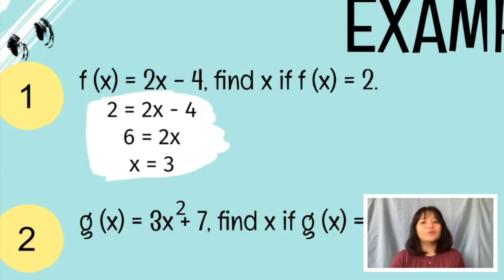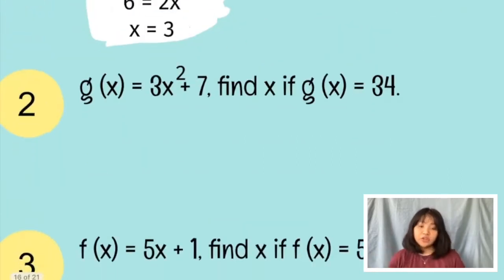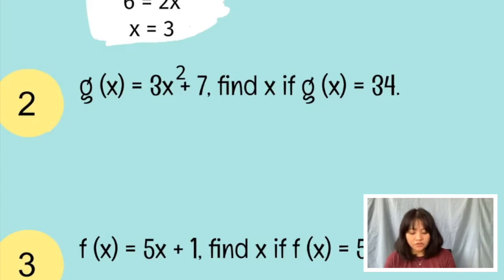But the correct way to explain it is we're going to do addition property of equality and then we're going to do multiplication property of equality. So next, how about this g of x equals 3x squared plus 7? We're going to find x if g of x is 34. So that's all we'll do. We'll just substitute 34. The g of x is replaced by 34 equals 3x squared plus 7.